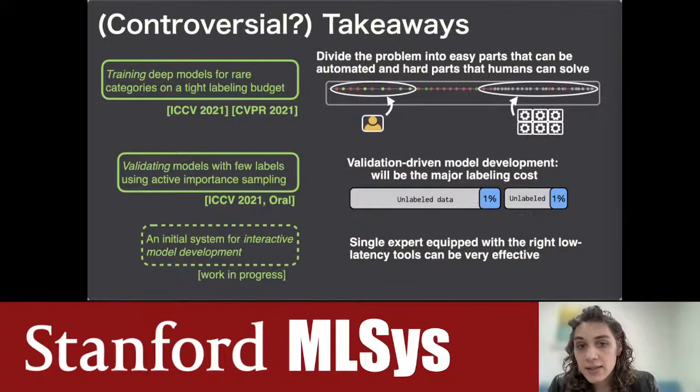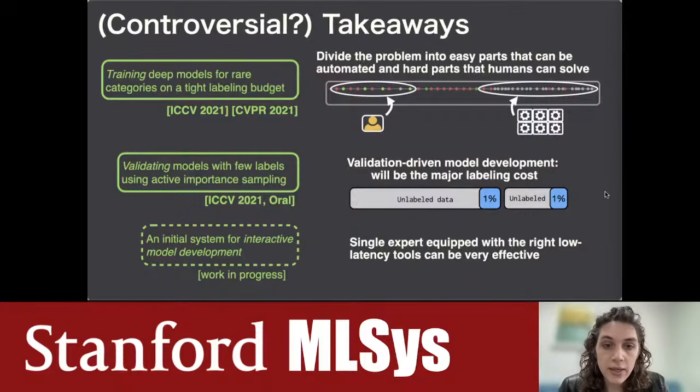The second is that I believe, and I think several others also, that validation is going to be one of the major costs for labeling data going forward, because it does require a human to look at it in order to validate it. At some point you need some amount of human validation or verification of the process.